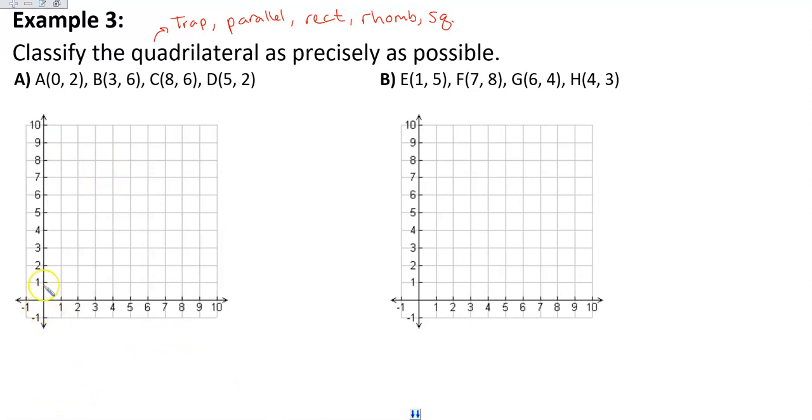So point A is at 0, 2. B is at 3, 6. C is at 8, 6. And D is at 5, 2. All right, so we're going to connect our coordinates here.